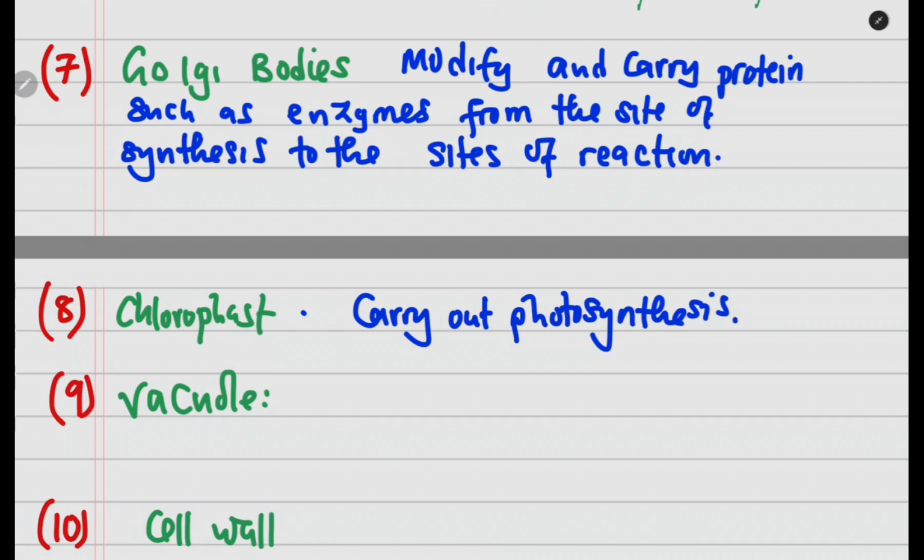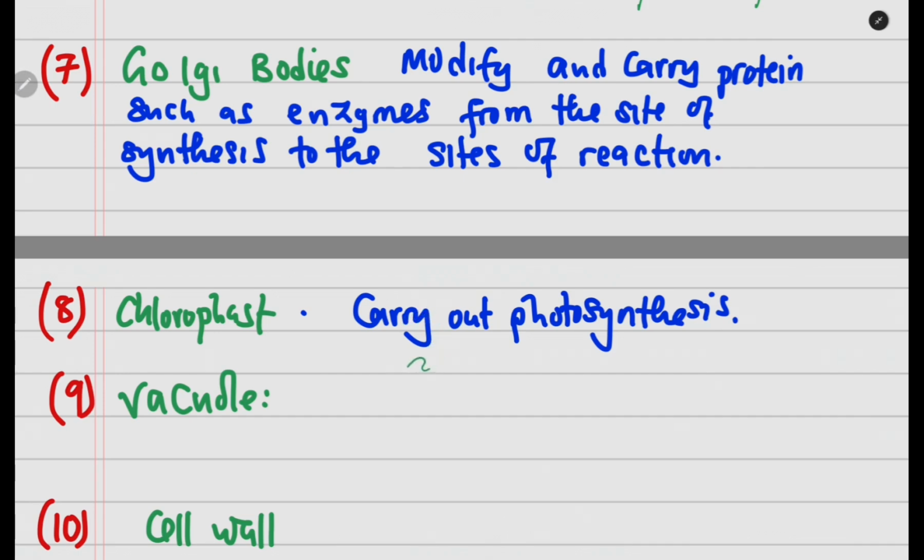How does it do that? It contains chlorophyll, and chlorophyll traps the light energy important for the process of photosynthesis. So in other words, we can say chloroplasts carry out, or help in carrying out, the process of photosynthesis. Or you can say it contains chlorophyll, which traps light energy used in the process of photosynthesis.